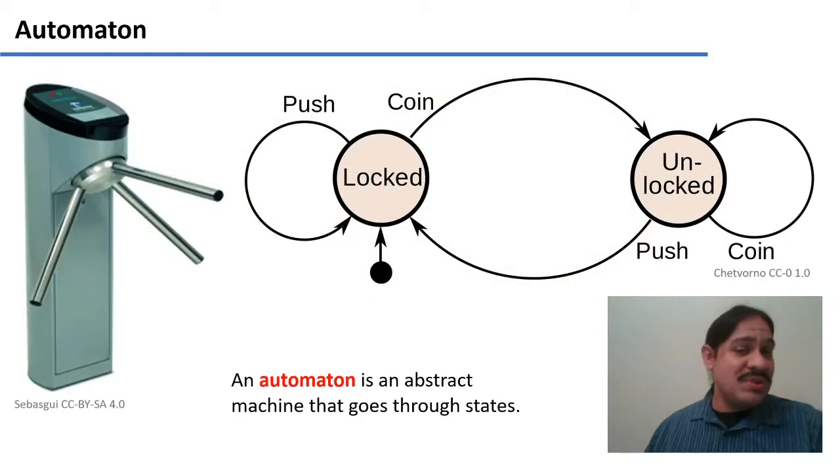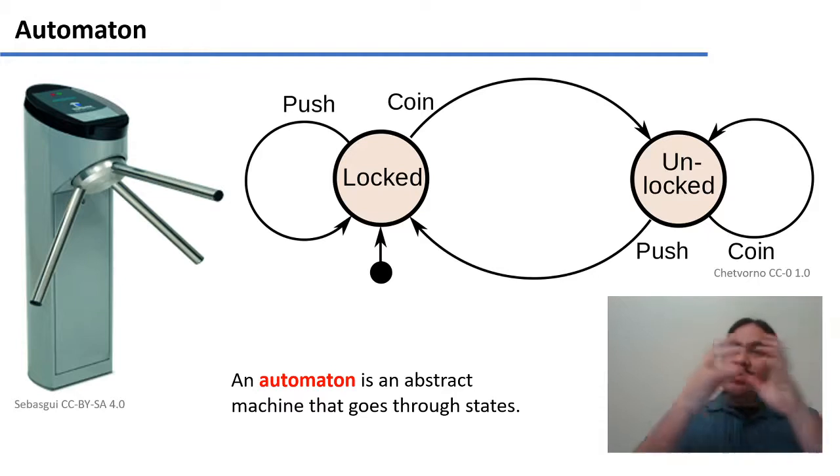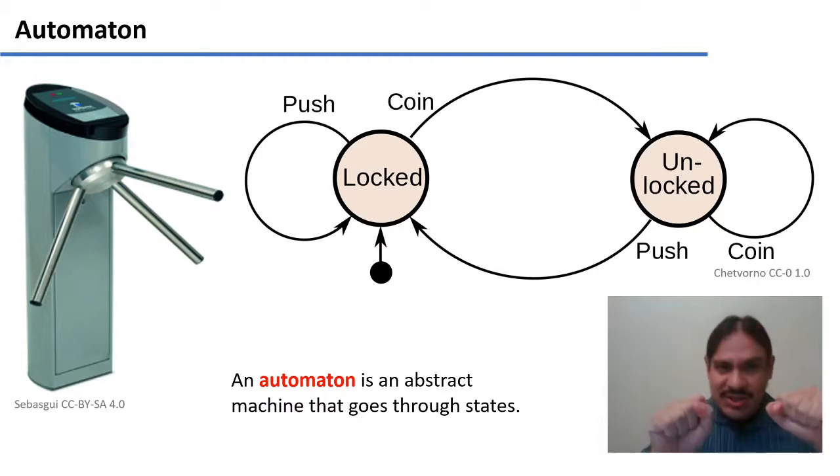What we call an automaton is going to be an abstraction, a kind of abstract machine that goes through different states and where you can go from one to the other by performing an action. So this is a turnstile, for example. Let's say you have one in front of you. So let's start our interaction with it. You will find it locked. This is the state of the turnstile.